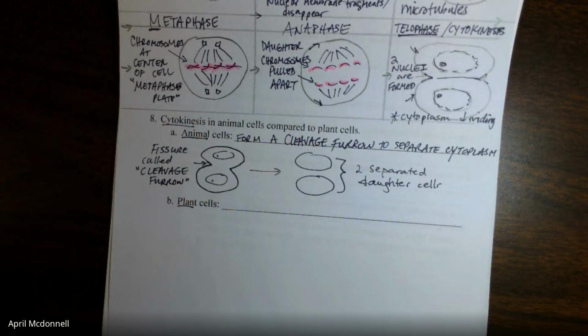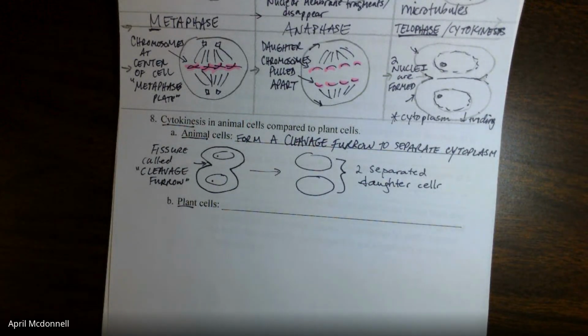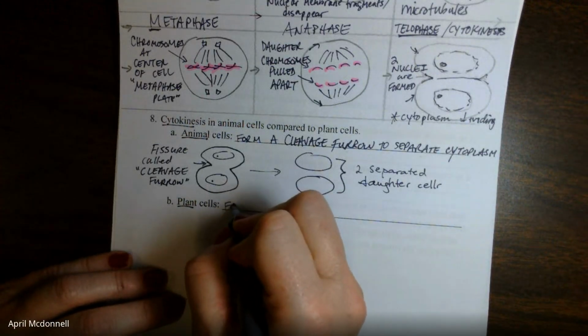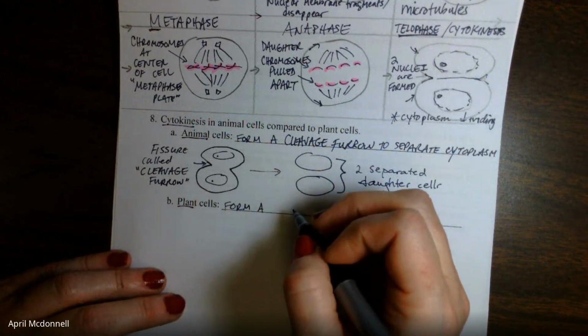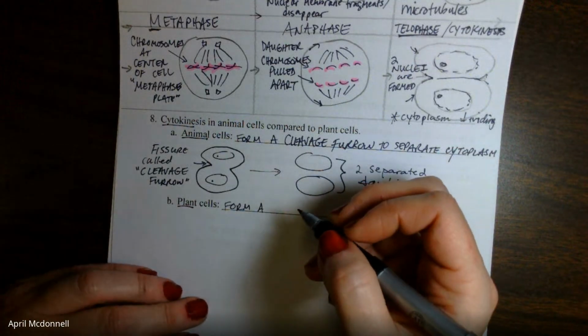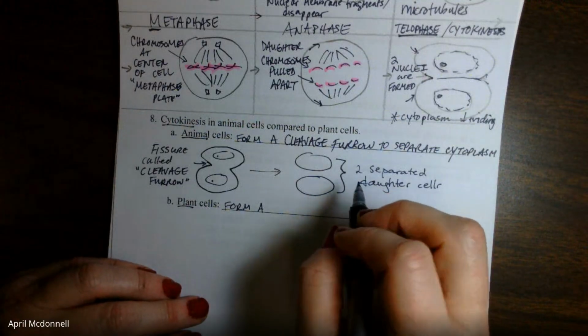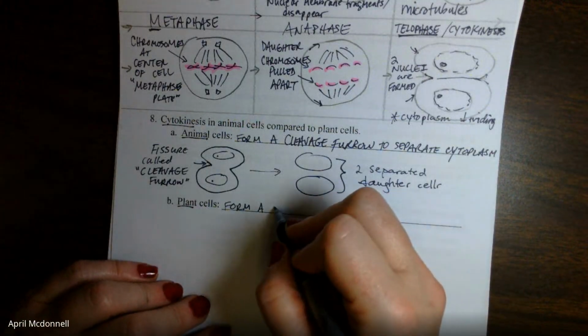Plant cells are confined by their cell walls, so they undergo cytokinesis a little bit differently. Plant cells form a structure called a cell plate to separate the cytoplasm to produce two individual daughter cells.